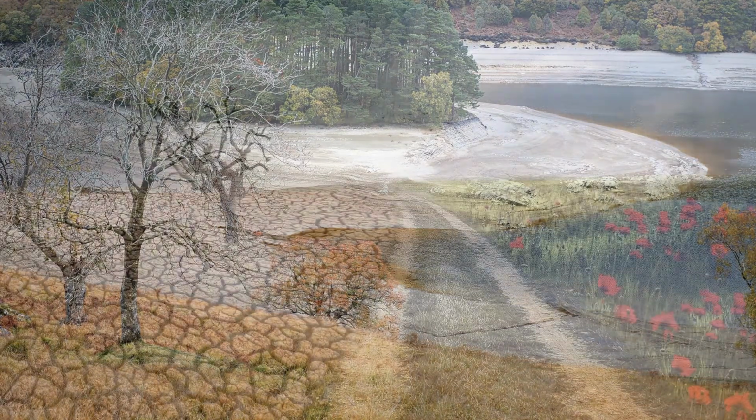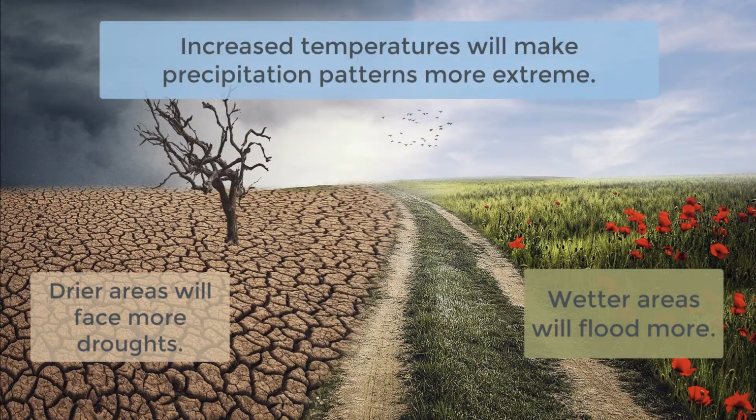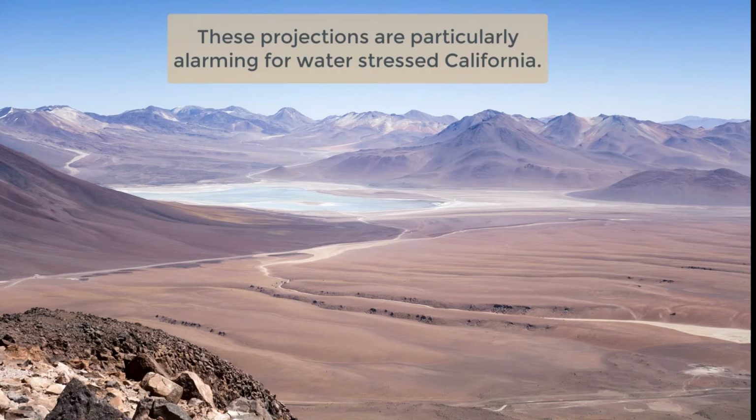So global warming means you'll get more of what you have. Wetter regions will become wetter and prone to flooding. Drier regions will become drier and more prone to droughts. This is particularly alarming in areas with declining availability of fresh water for great parts of the world.